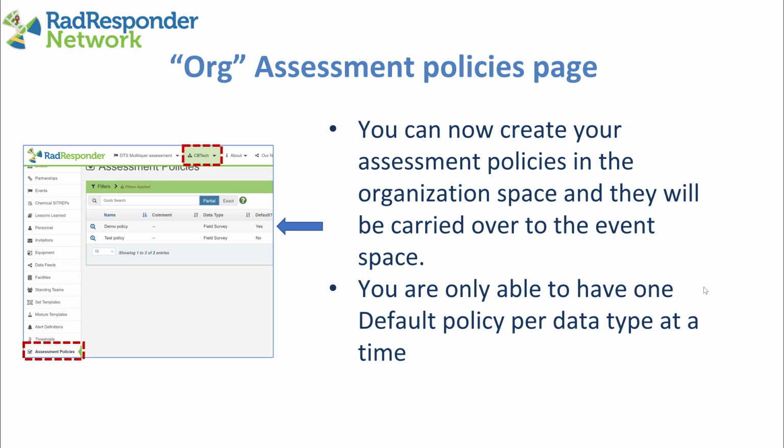One change is that the assessment policies page will now be found in the organization space. So you'll go to your organization, and then on the left-hand side menu, all the way to the bottom, is the assessment policies. The policies that you set up in the organization space will carry over to the event when created. I will note that you are only able to have one default policy per data type at a time. And just to note, for this release, we are still keeping all these changes to the field surveys, but you can expect to see these updates to other data types in future iterations.